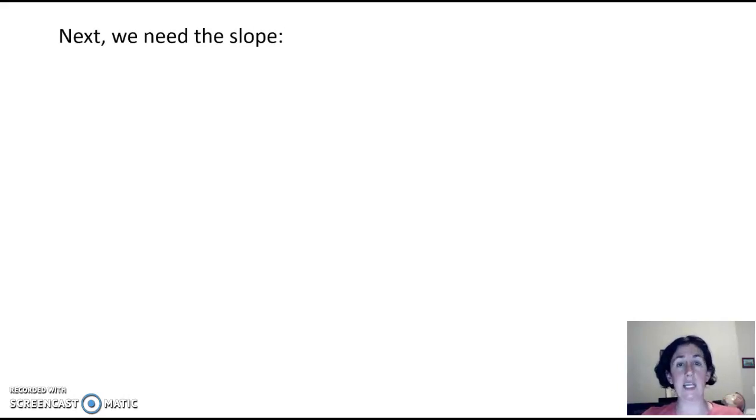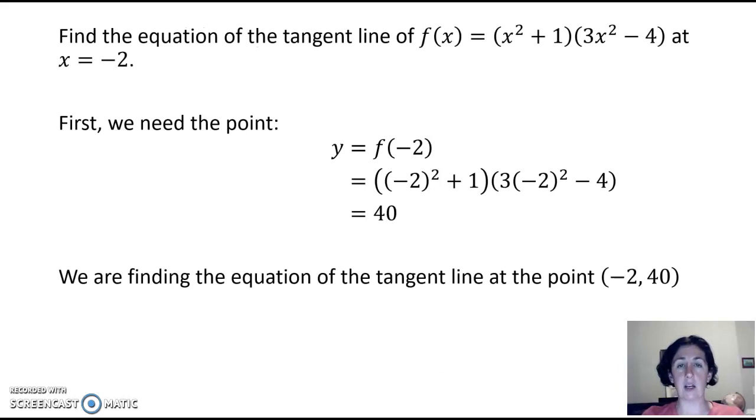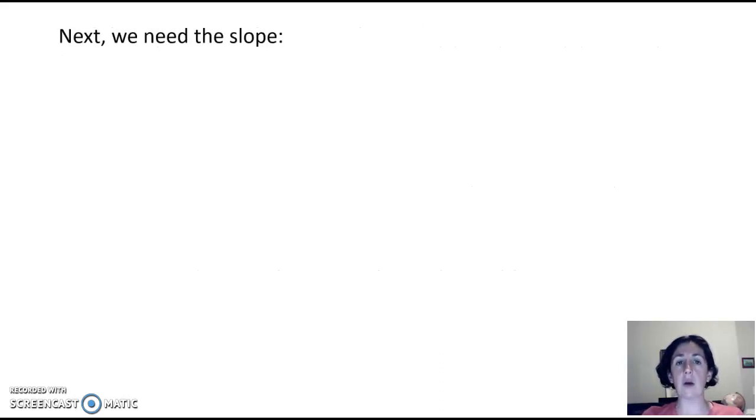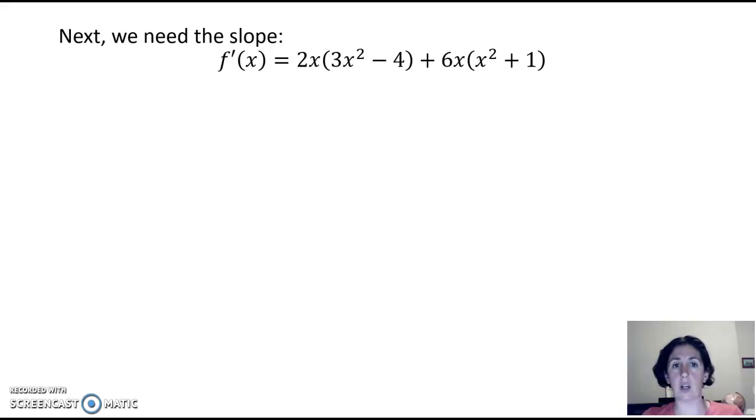Remember, the slope of a tangent line is found by the derivative. So looking back on this function here, you will see it's variable times variable. So when I go to find the derivative, I will go ahead and use the product rule: derivative of the first times the second plus the derivative of the second times the first. So here I have my product rule. I found my derivative, and now my slope will be the derivative evaluated at negative 2.